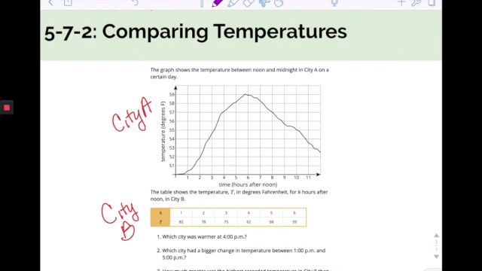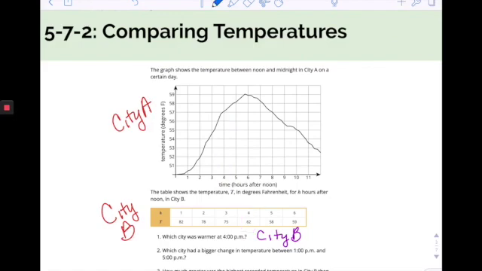On the table, I look here, and this is about 57 degrees. And here is 4 p.m. for city B, which is 62. So this is definitely city B.